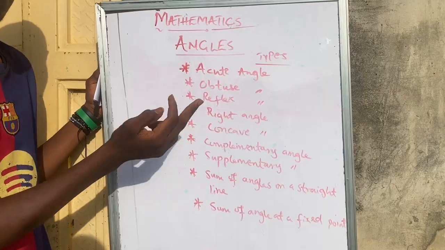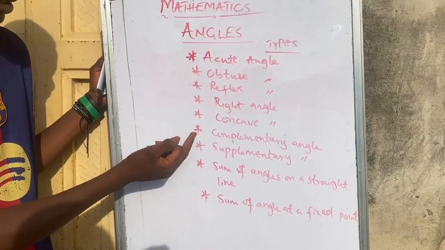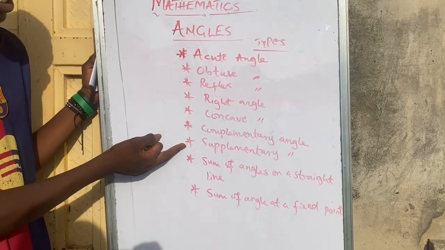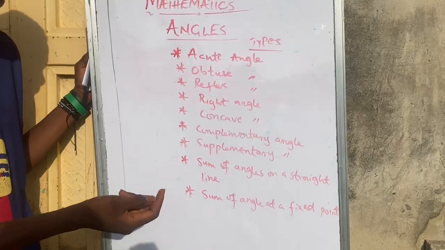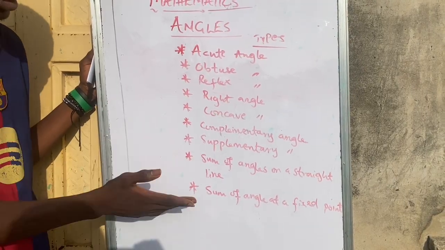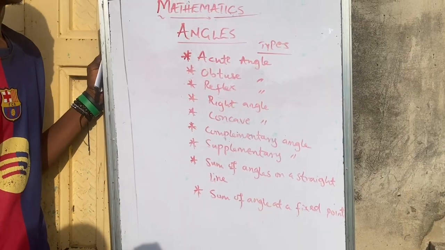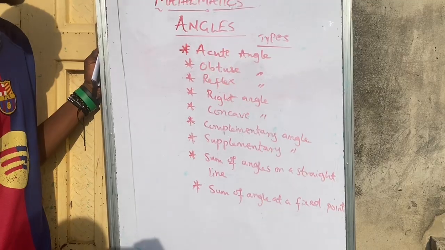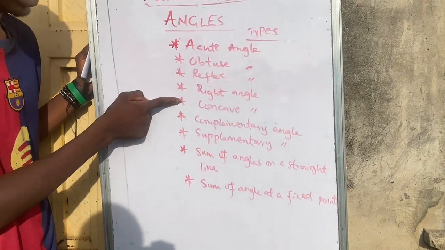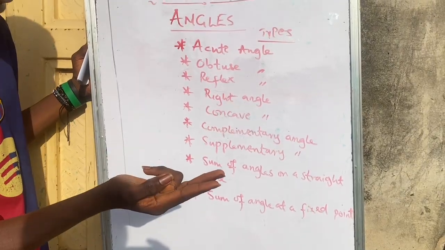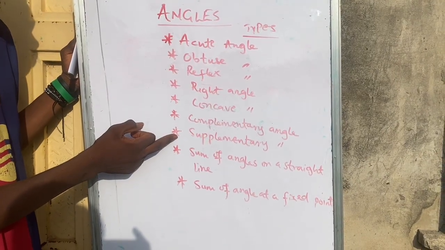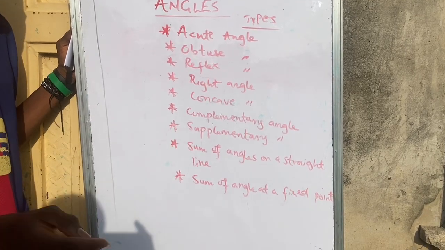The concave angle are two pair of angles that add up to 360 degrees. Complementary angle are two pair of angles that add up to 90 degrees. Supplementary angle are two pair of angles that add up to 180 degrees. Then sum of angles on a straight line, they add up to 180 degrees. And sum of angles at a fixed point are angles that add up to 360 degrees. So these three are two pair of angles: concave angle adds up to 360 degrees, complementary angle adds up to 90 degrees, and supplementary angle adds up to 180 degrees.